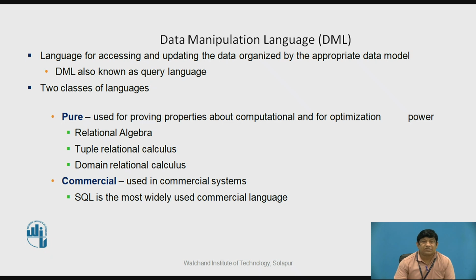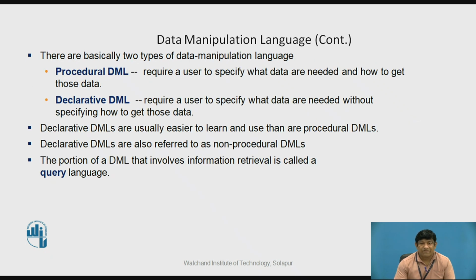Then data manipulation language, languages for accessing and updating the data organized by the appropriate data model. A DML is also known as a query language. Two classes of languages: pure, which is used for proving properties about computation and for optimizing power. For example, relational algebra, tuple relational calculus, domain relational calculus. These are part of the pure. Then commercial, used in commercial systems. SQL is the most widely used commercial language.